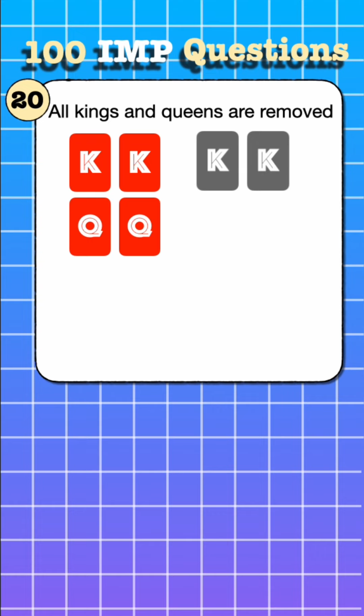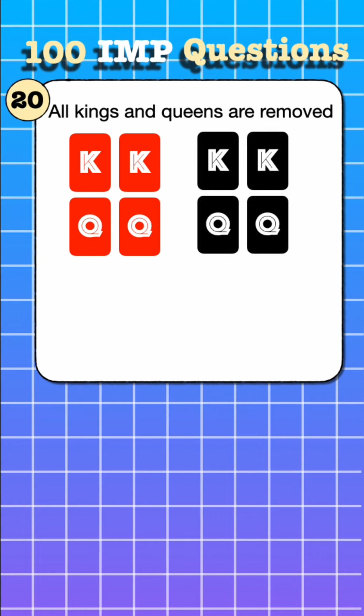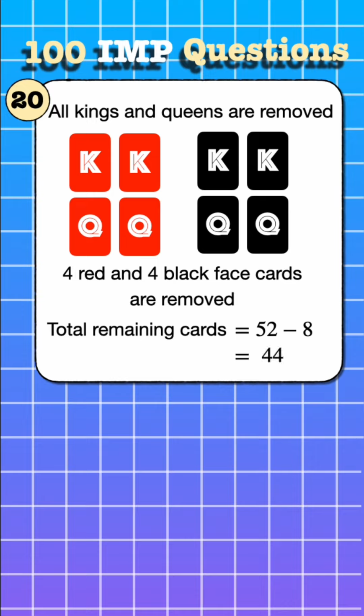So all the kings and queens are removed. Now you know that there are 2 red kings and 2 red queens in the pack of cards, and 2 black kings and 2 black queens. So we have removed all of these. Now the remaining cards will be 52 minus 8, and that is 44. Now this 44 is your total possible outcomes, not 52, because 8 cards we have already removed. So 44 is the total possible outcomes.